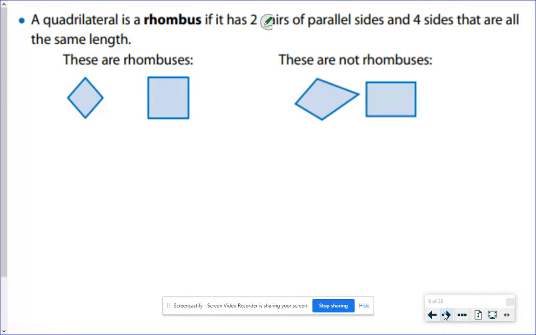A quadrilateral is a rhombus if it has 2 pairs of parallel sides and 4 sides that are all the same length. So there are examples of rhombuses that have 2 pairs of parallel sides and 4 sides that are all the same length, and then non-examples. These do not have all 4 sides the same length, and this side and this side are not parallel. I don't think any of these are actually parallel were we to extend them out.